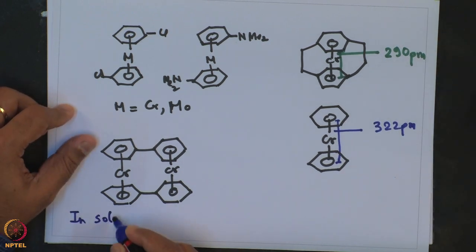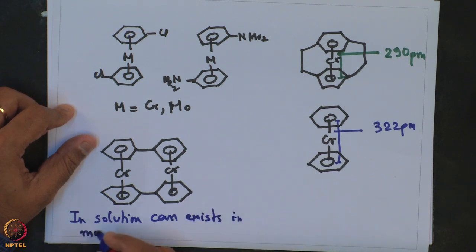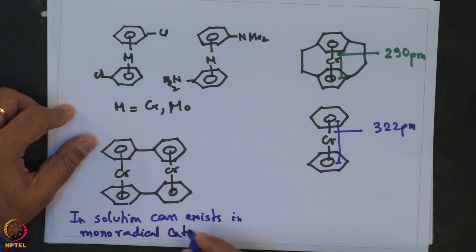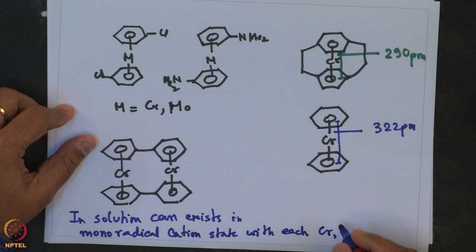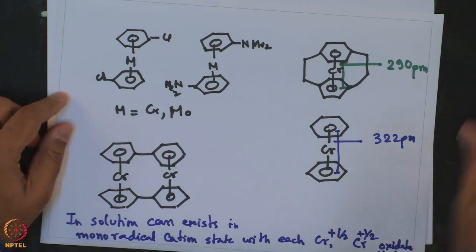In solution it can exist in monoradical cation state, with each chromium in the plus half oxidation state. So, this is an interesting complex.